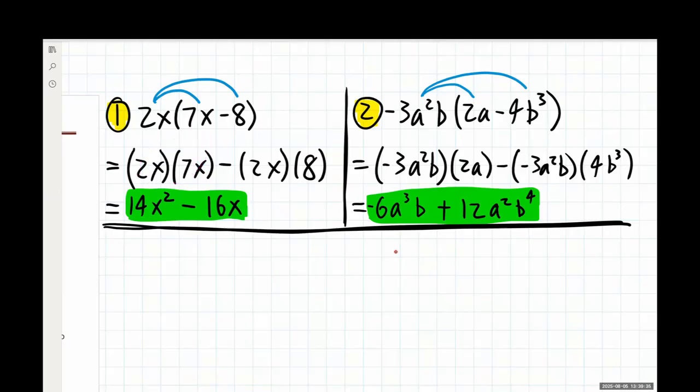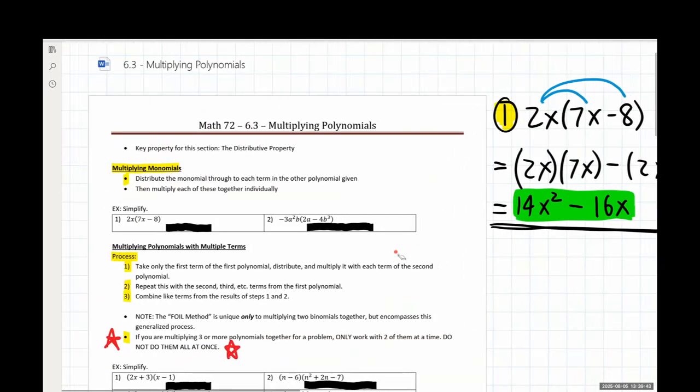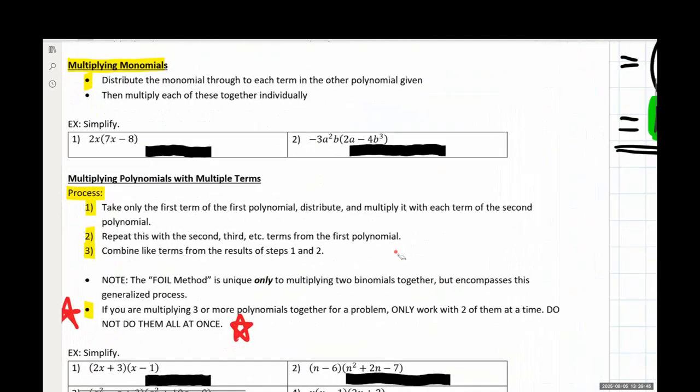So go ahead and take a look at our notes for multiplying the bigger polynomials together here, and take a look at our process for that as well.